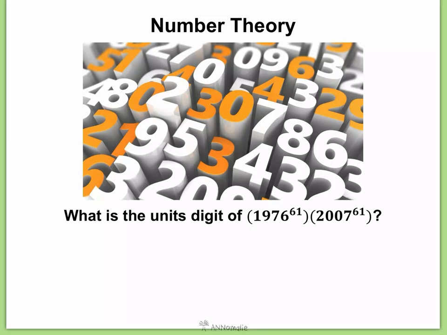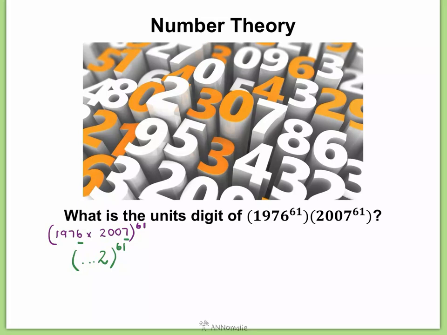Now, a lot of number theory is about patterns. If we look at this problem, we can rewrite it as 1976 times 2007, and because the exponents are the same, to the power of 61. Now the units digit of 6 times 7 is a 2. The only thing we need to figure out now is, is there a pattern related to the powers of 2?